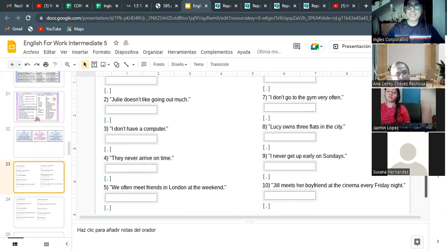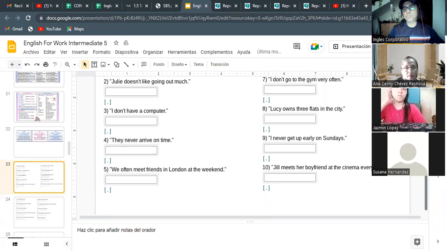That is it. Good. Number seven, I don't go to the gym very often. That is another general situation. How is it going to be? He said he doesn't go to the gym very often. That is true. Very good. If he's looking for a gym, then it might change because it's not going to be a fact anymore. That depends on the context as well.